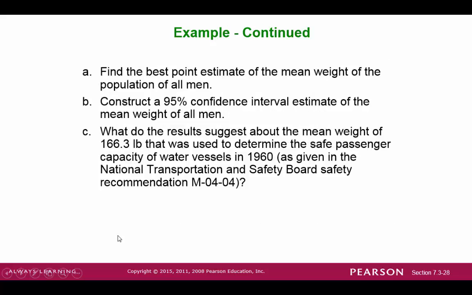So here's what we want. We want to find the best point estimate for the mean weight of the population of all men. We're going to construct a 95% confidence interval, and then we're going to try to say something about it. The old mean weight that was used is 166.3 pounds, and we'll make some conclusion based on what we find.